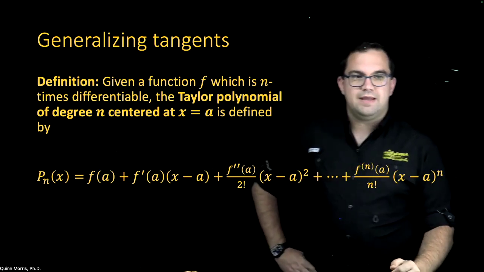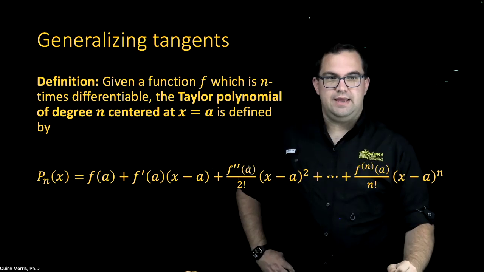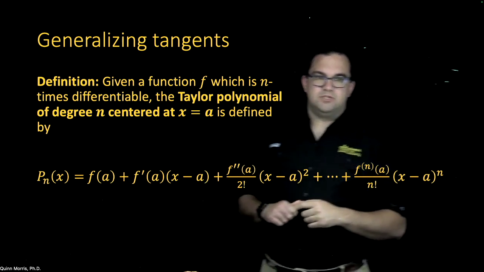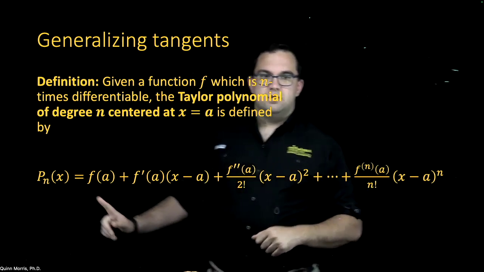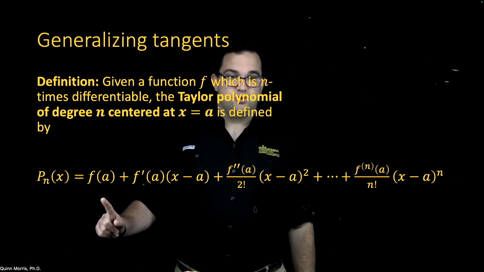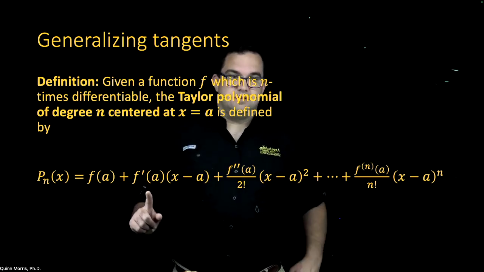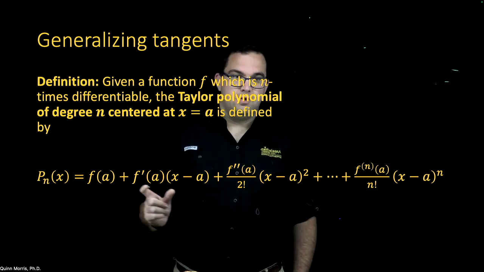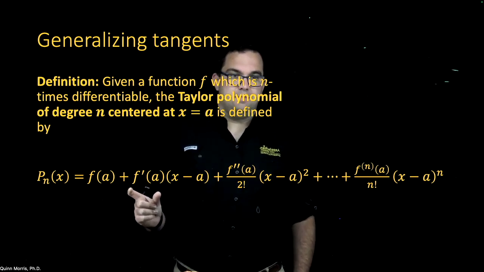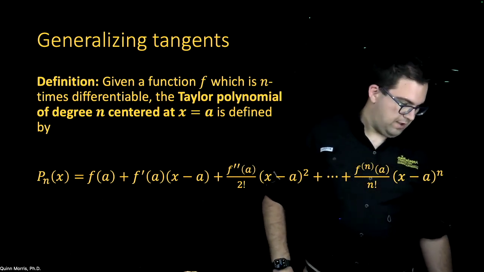So in general, we can define the Taylor polynomial of degree n by this formula, which you see below. The constant term will just be the function value at a. The linear term will have a coefficient f prime of a, and then we'll just advance term by term.